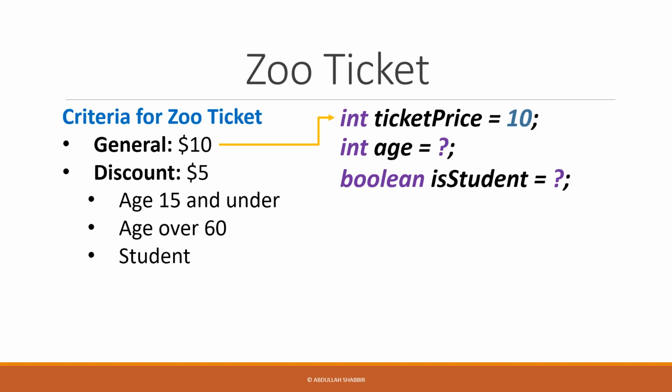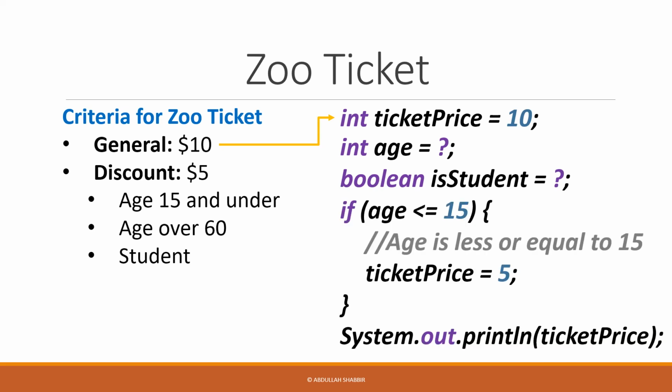So let's say we have access to the value of these two variables, but we don't exactly know what their value will be. Now let's consider our first discount condition, that someone is 15 years old or younger. We basically want to turn this into an if statement where a test condition checks if age is less than or equal to 15, and if that's true, we execute code to give the person a discount and set our ticket price to 5.